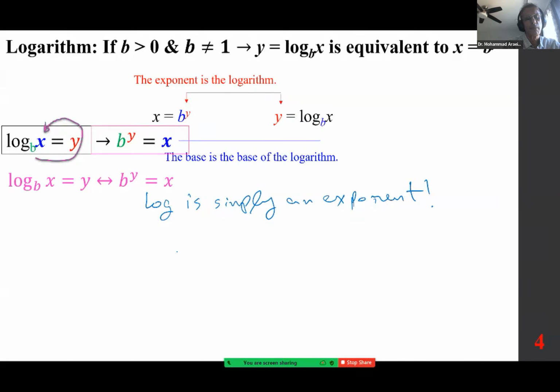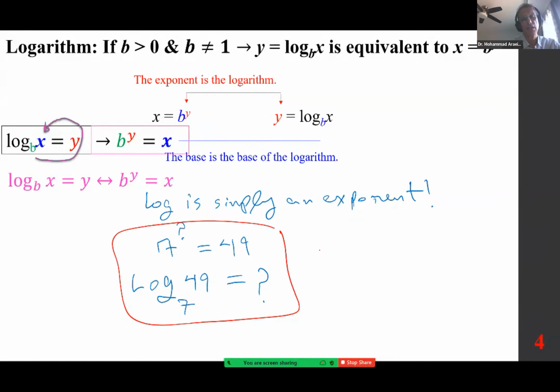For example, if we say 7 to what power is 49, it is the same as saying log 49 with base 7. What is that equal to? They both have the same answer, namely 2. And as long as we understand this, it makes understanding logs easy.